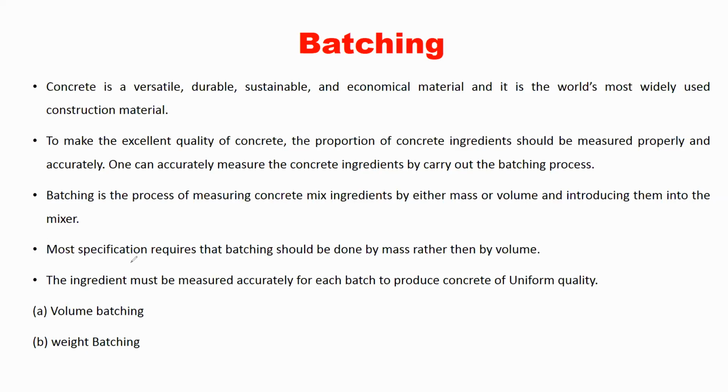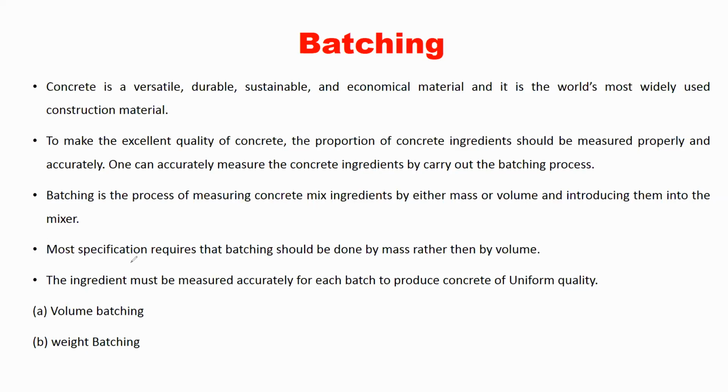If you are taking ingredients by mass, it means that you are taking them in kgs, like 5 kg of cement, 10 kgs of fine aggregate, and around 20 kgs of coarse aggregate. So it will be 1 is to 2 is to 4. Then you will need around 50 liters of water. So this is by weight, measuring the ingredients of concrete by weight or by mass.